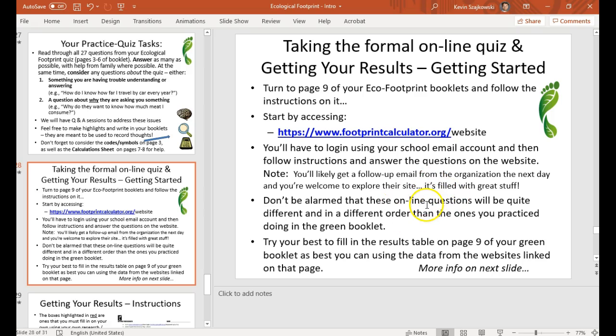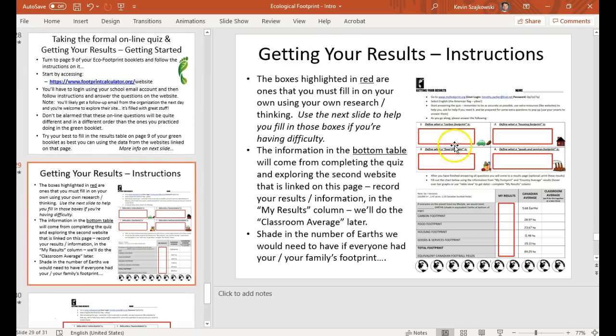Those were kind of a practice run, and now you're doing the one online, and it is going to calculate. When you're done, it will give you a calculation of your footprint. It will tell you what your carbon and food and housing and goods and services footprint is. It'll tell you your total footprint. And what you're going to be asked to do is record whatever results you can here, and that's it. That's really all we're asking you to do, is record the results the best you can there.